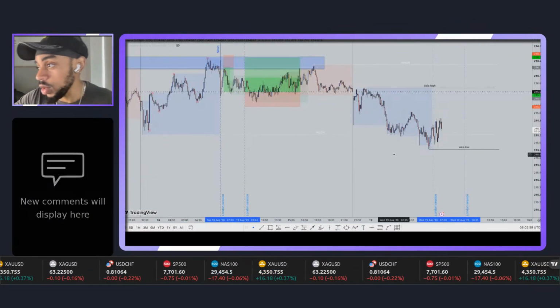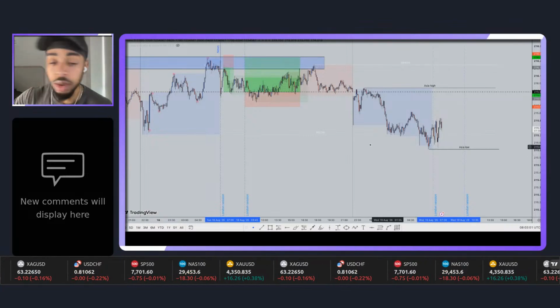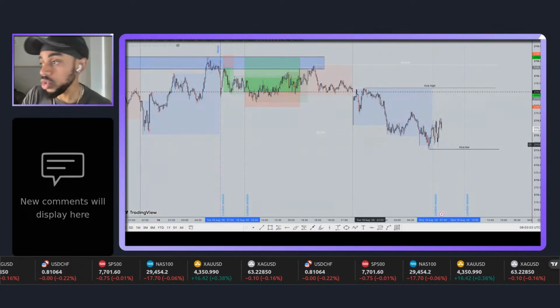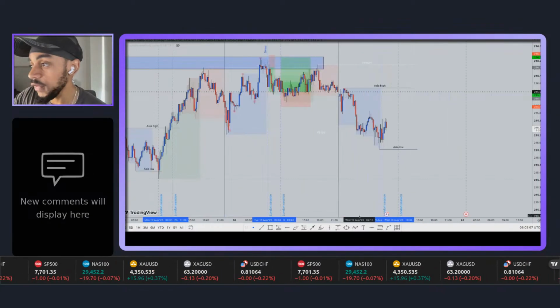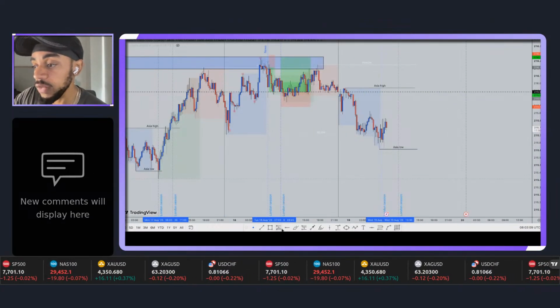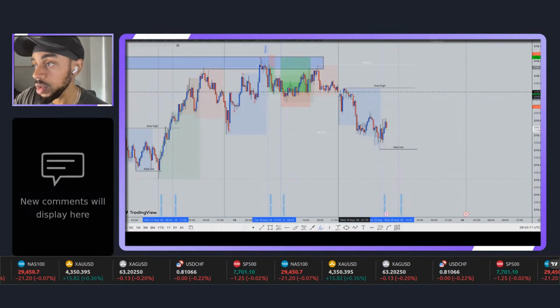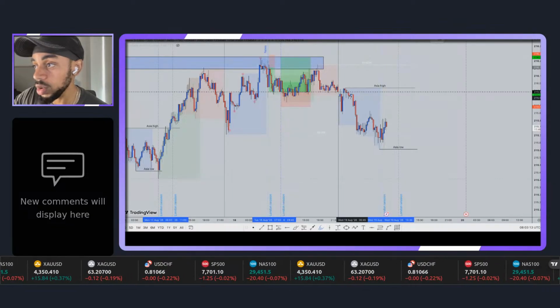So now I'm looking for a setup. Yeah, I'm scoping the charts, I'm searching, I'm trying to find something. So I'm on the 15-minute time frame now. So on the 15-minute time frame, here's what I'm looking at. We were in a bit of a downtrend.